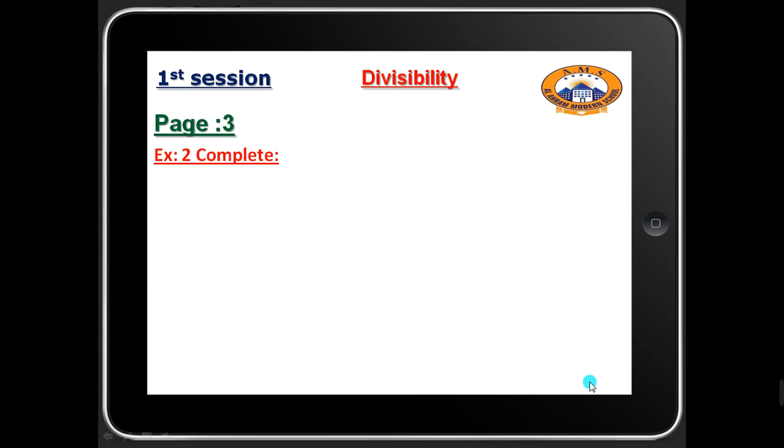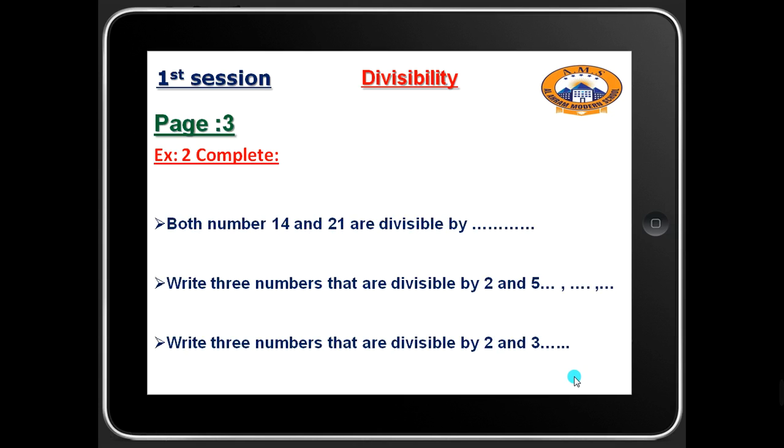We have more exercises on page 3. Exercise 2: complete. Are 14 and 21 divisible by...? This is so easy. 14 and 21, think a little. They are in the table of 7. Yes, Miss, 2 times 7 gives me 14, and 3 times 7 gives me 21. So they are in table 7, so these two numbers are divisible by 7.